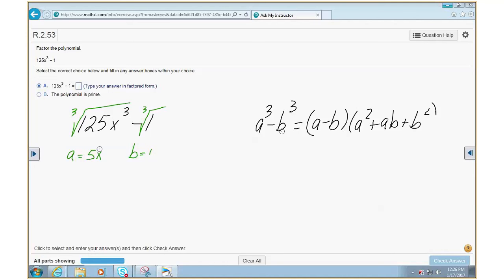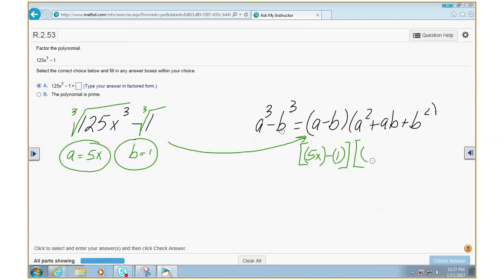And now you take A and B and plug in where? On the right side. 5x minus 1. I'm going to put parentheses around it to show you that I'm plugging it in. Parentheses squared plus parentheses times parentheses plus parentheses squared. And 5x goes here. 5x goes here. 1 goes here. And 1 goes here. All right, finish it out. It's supposed to be this. Finish it out.